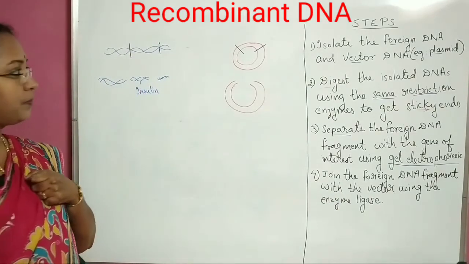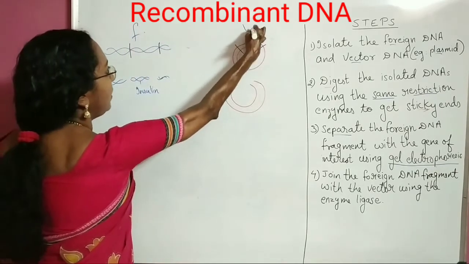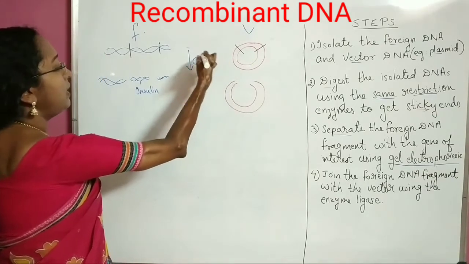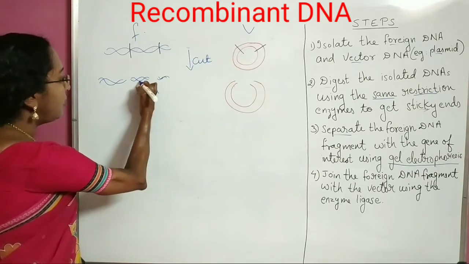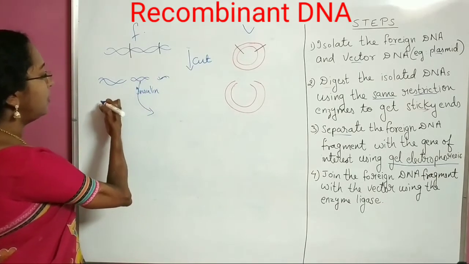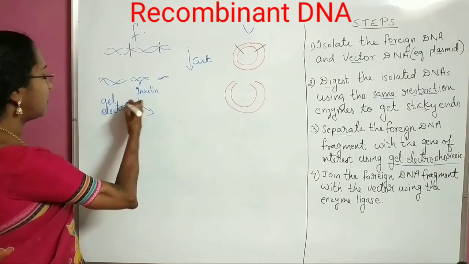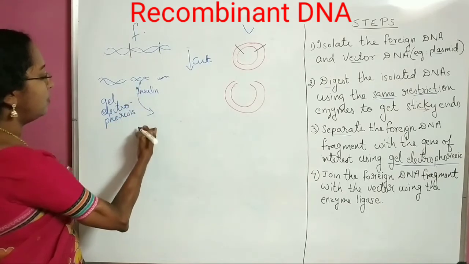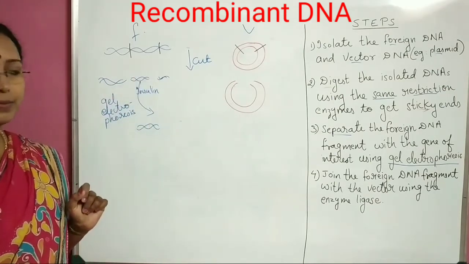So based on the size, here also I separate the DNA fragment so that I get the fragment which I need. Okay, so I have isolated the foreign DNA, I have isolated the vector DNA. Now next step, what did I do? I had cut or digested the foreign DNA and vector DNA. Now I am separating the gene of interest using gel electrophoresis. So this is what I need. Among these 3 fragments, I need this fragment.